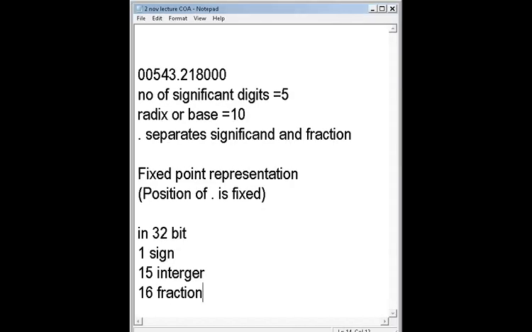So are you all able to see the notepad? Yes, sir. Yes, sir. Okay.